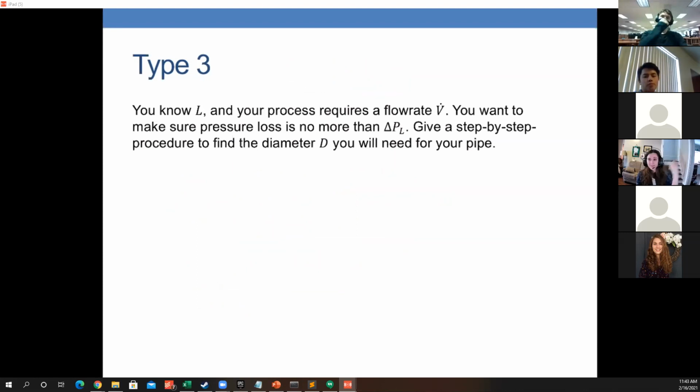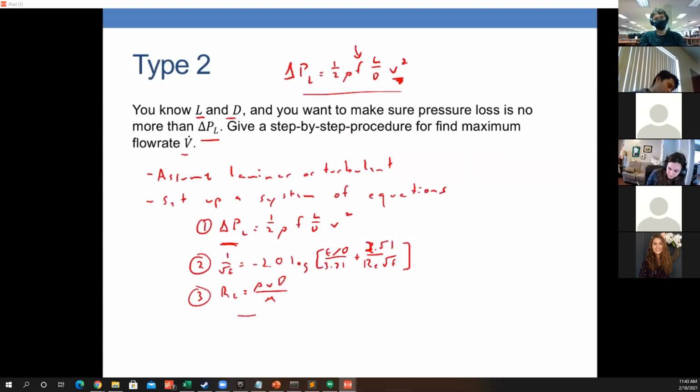Now type 3, you're finding diameter. So the Reynolds number depends on the velocity, which depends on the flow rate. It also depends on what? Diameter. So we have to do the same thing. By the way, solve for V, then find Reynolds number, check assumption. You want to find the Reynolds number at the end to check your assumption of whether it was laminar or turbulent. Okay.